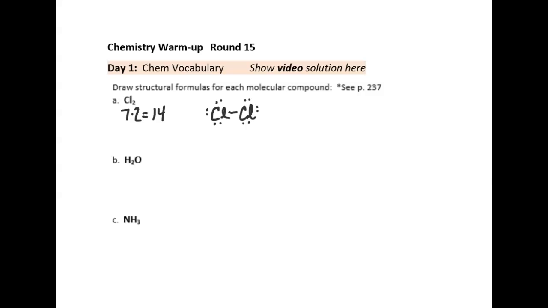Now question B, H2O. Each hydrogen atom contributes 1 valence electron to the molecule. There are 2 hydrogens, and there is 1 oxygen. Oxygen is in group 6A, so it has 6 valence electrons. There are 8 valence electrons to work with when drawing this molecule.